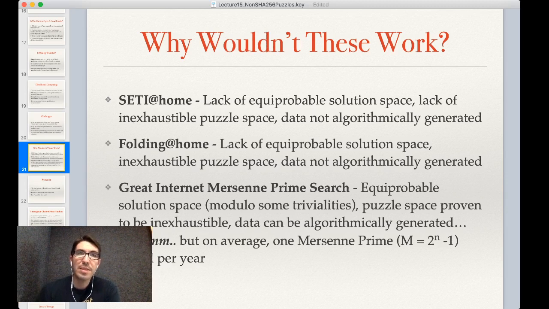Folding at home has a lot of the same problems that we have with SETI at home. We're getting the data from some specific places.